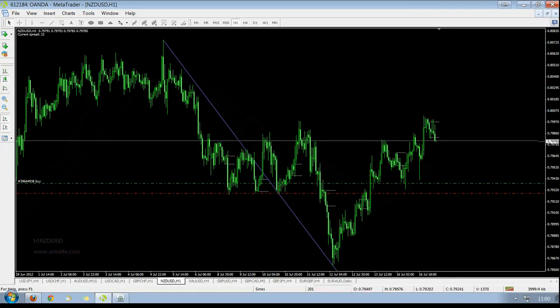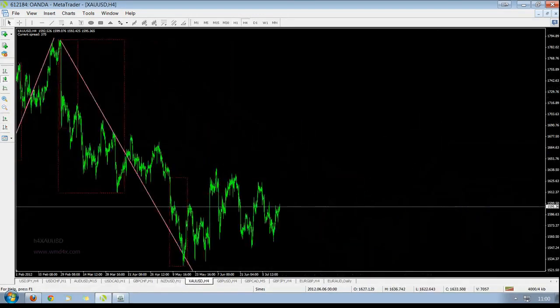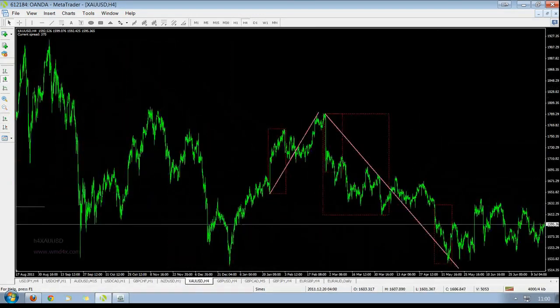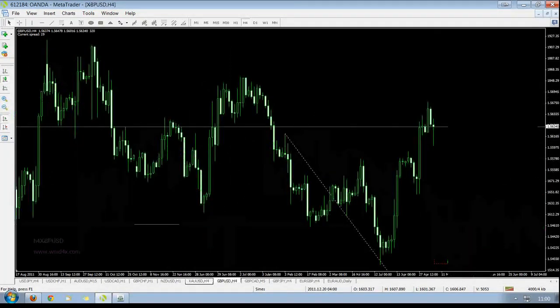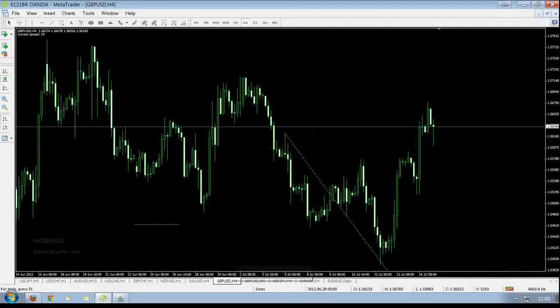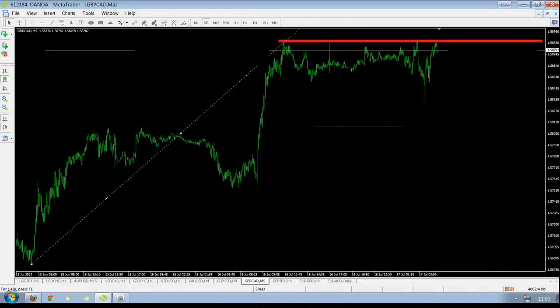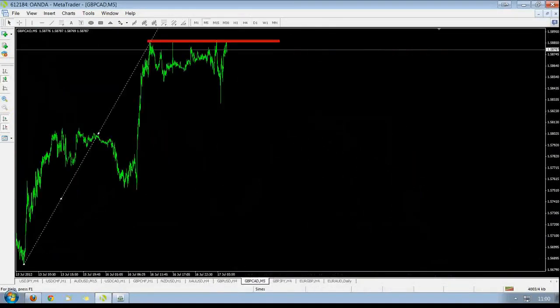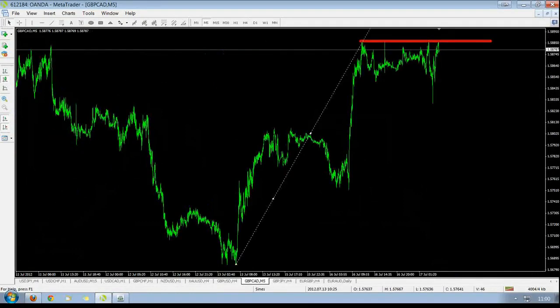Looking at gold, again, very nice symmetry, and where we had the symmetry, the trade worked out very well. Pound dollar, it was all about the symmetry. Pound Canadian, we've got some very nice symmetry here, and in fact, we can see how well that level is holding, right? So it is the case, as long as the level holds, the bias remains intact.